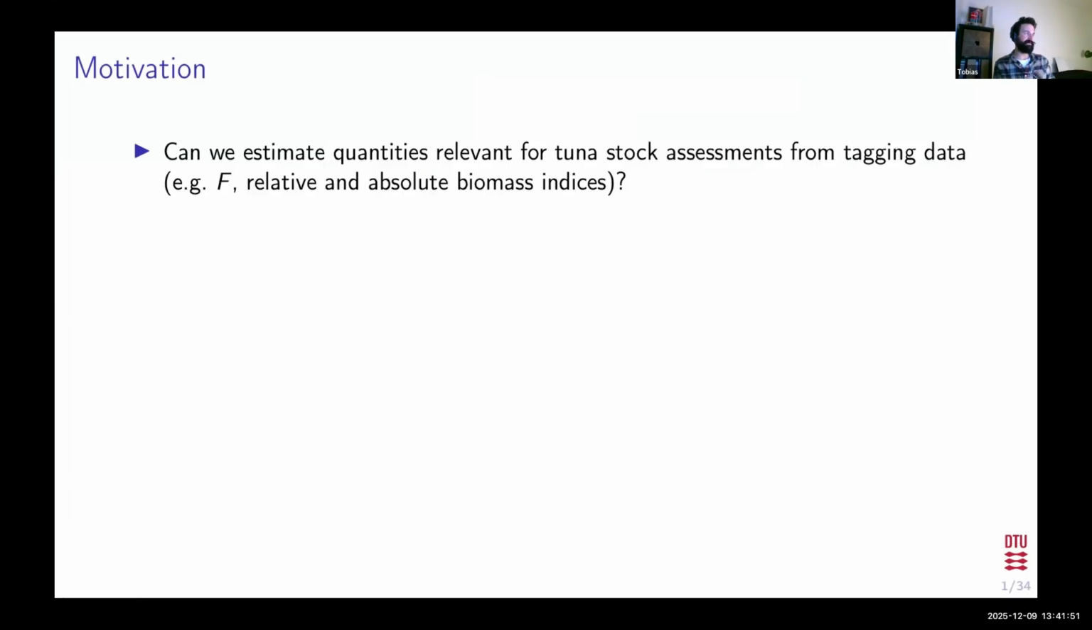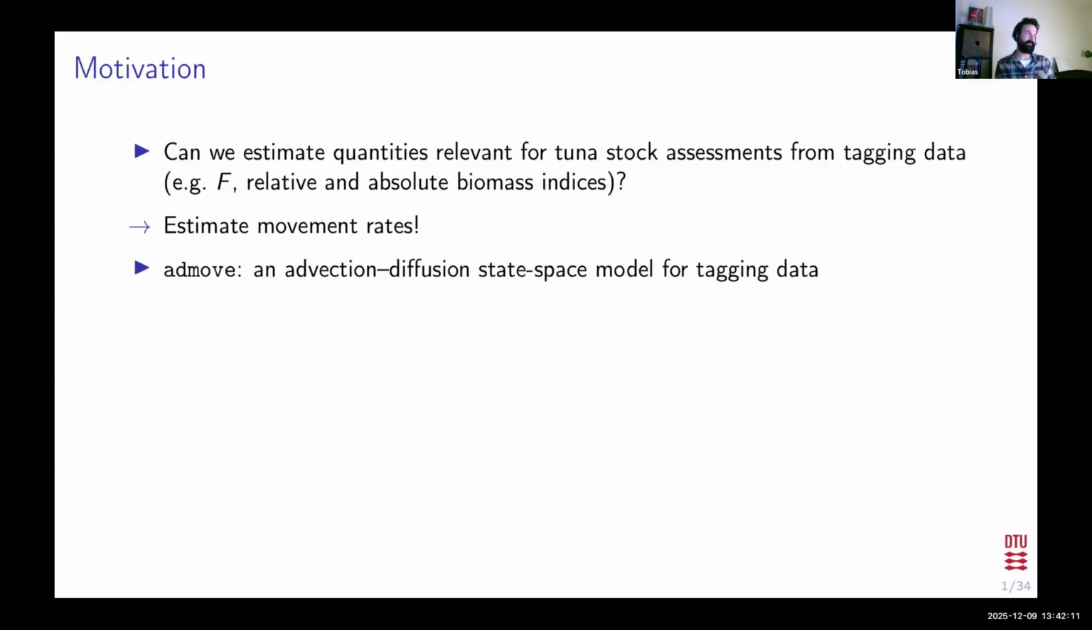The main motivation of my project, or our project, was basically the question if we can estimate quantities relevant for tuna stock assessments from tagging data, those quantities being fishing mortality or relative and absolute biomass indices. And in order to estimate that from tagging data, it became very clear, well, we need to estimate the movement rates first.